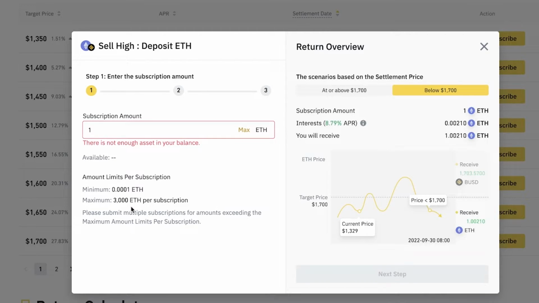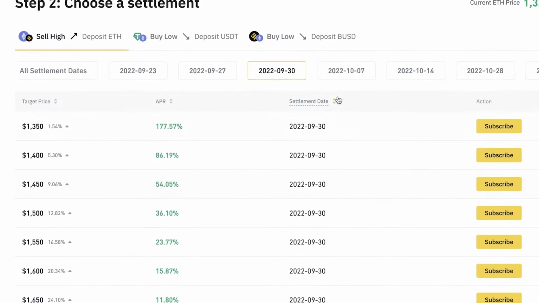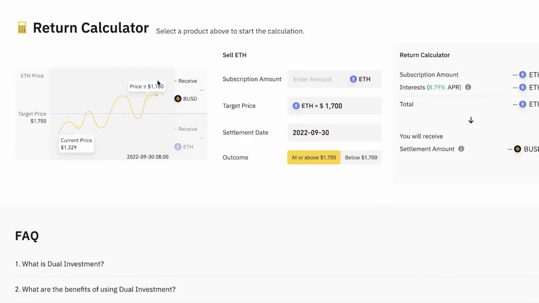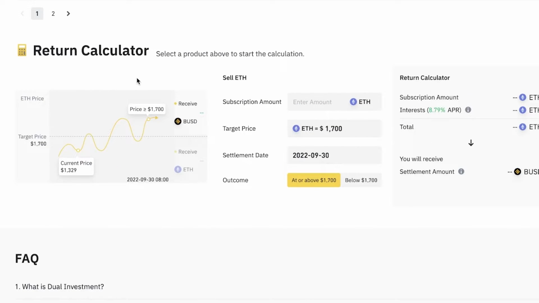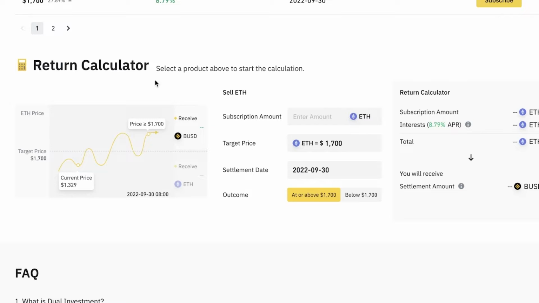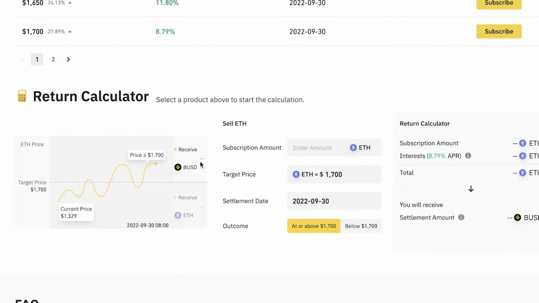So the minimum amount of Ethereum that you have to invest is 0.0001, and the maximum is 3000 Ethereum per subscription, and you can create multiple subscriptions. So that is how you do dual investments on Ethereum. And you even have a simple return calculator at the bottom. This return calculator is a simple way for you to understand how your investment is going to pan out.